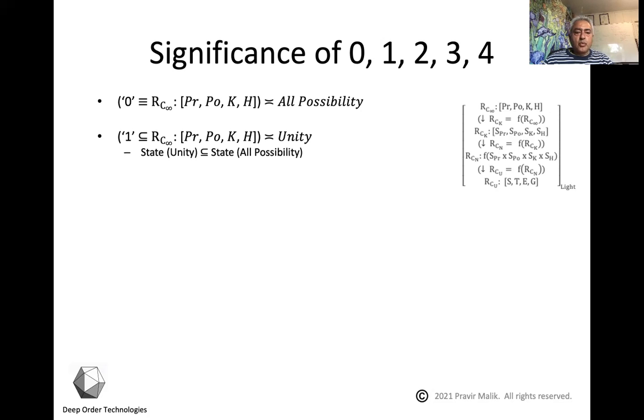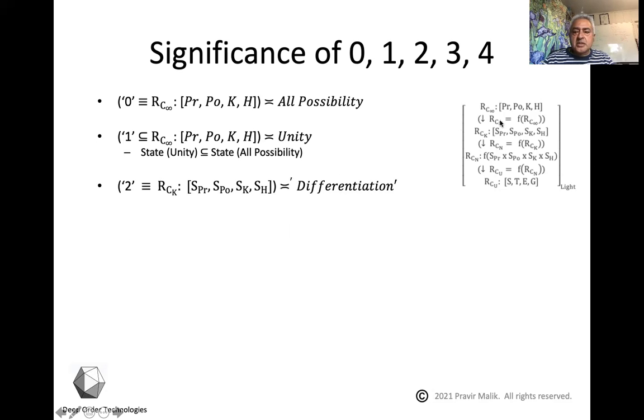Now, when we think of 1, it's a specific instance of how this 0 is defined. And essentially, it is bringing out in this model the notion of a unity. That is, the presence, power, knowledge, harmony exists in an implicit unity. And one thing to point out is that this state of unity, as expressed in this sub-equation here, is a subset of the state of all possibility. So we have here the significance of 0, and the significance of 1.